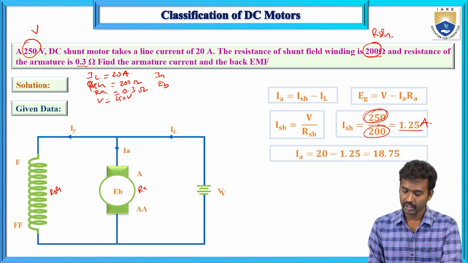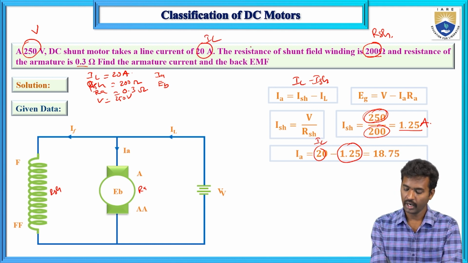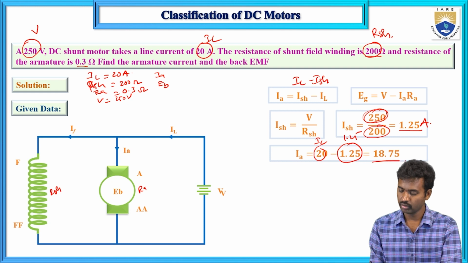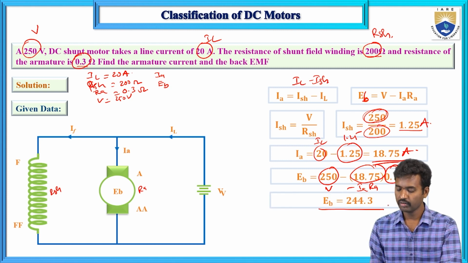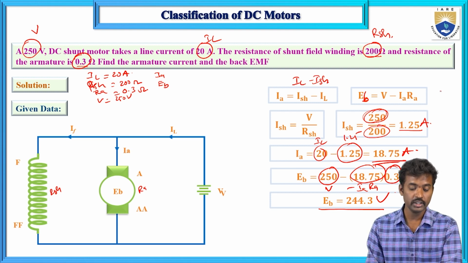Now I_A equals I_L minus I_SH, which is 20 minus 1.25, that equals 18.75 amperes. Now calculate the back EMF. E_B equals 250 V minus I_A R_A, with I_A equal to 18.75 and R_A equal to 0.3. If you calculate it, the value is 244.3 volts. So this is one problem on the DC shunt motor.